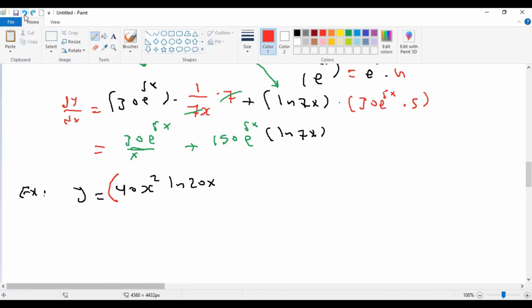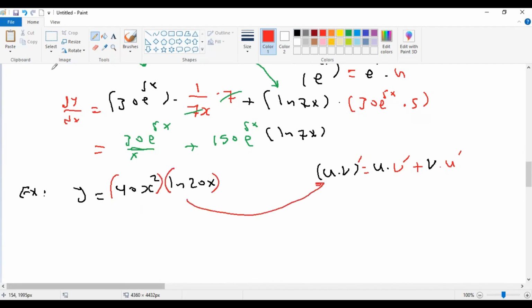Again, the product rule, don't forget what we said. We said u times v, the product, so the derivative is equal to: write the first one, u, multiplied by the derivative of the second, v prime, plus the second one, v, copy paste, and multiply by the derivative of the first one, u prime. Now, this represents the u, this represents the v. So for the derivative you have to use the product rule. Let us use it now in this example.